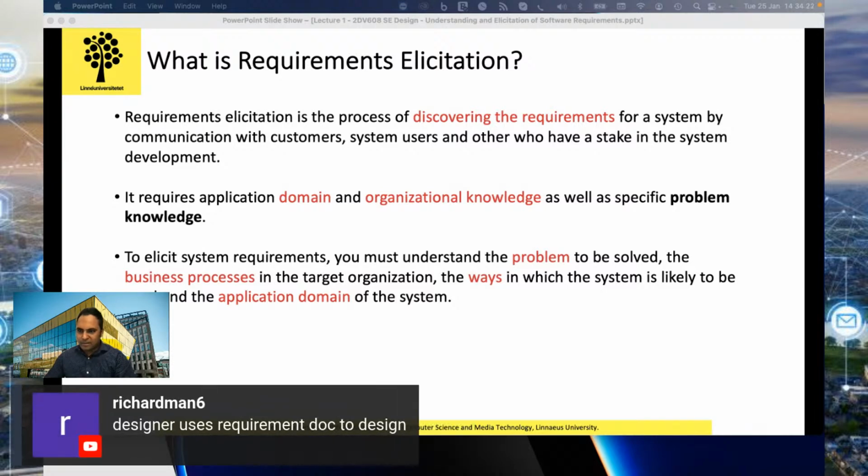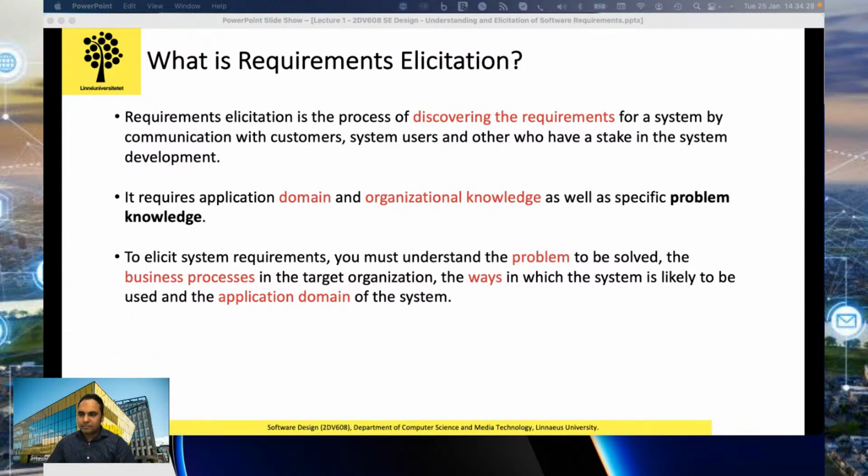Another comment, designer uses requirements document to design. Yes, I agree. So as to elicit requirements, basically you need domain knowledge, organizational knowledge, and the problem knowledge. So it's better for someone who is working inside the company rather than who is working on behalf of users or customers and who has organizational knowledge also.